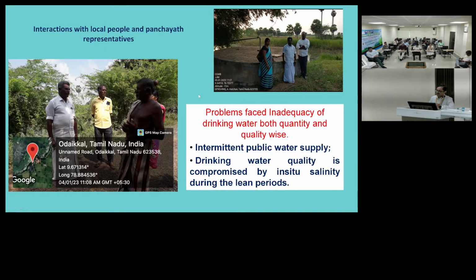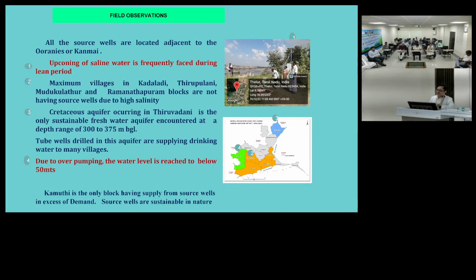These are field photographs taken when we interacted with the people. And saline water has another issue, which is not there in the northeast, called upconing. If you pump saline water, it will automatically come up to some level. So, some fresh water is there, it will get mixed with it and it will destroy that fresh water aquifer.